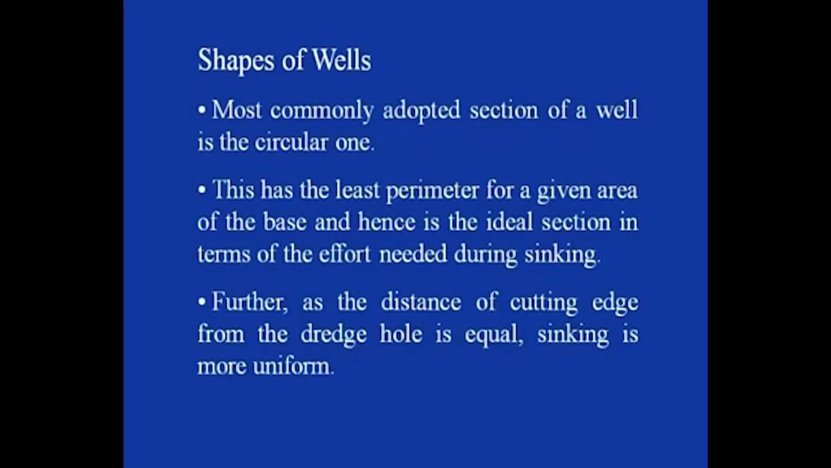Some of the guidelines as per the IS code, and in general also, are that the most commonly adopted section of the well is the circular one. Why? Because it has the least perimeter for a given area of the base, and hence it is the ideal section in terms of the effort required during sinking of the well. Further, as the distance of the cutting edge from the dredge hole is equal, being circular in section, the sinking of the well is more uniform. So these are two of the main advantages of the circular well.